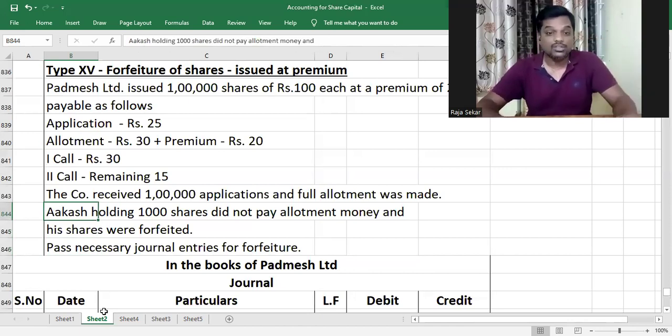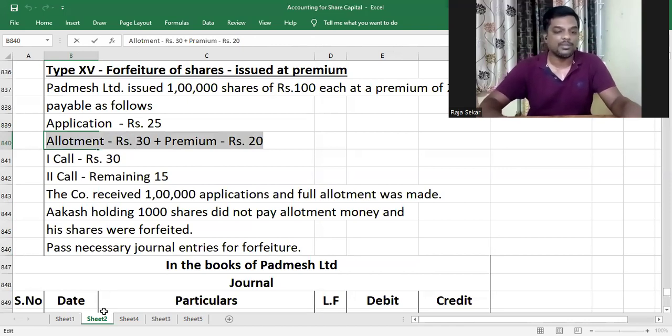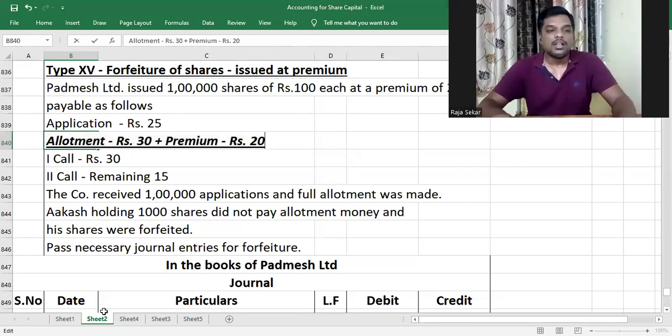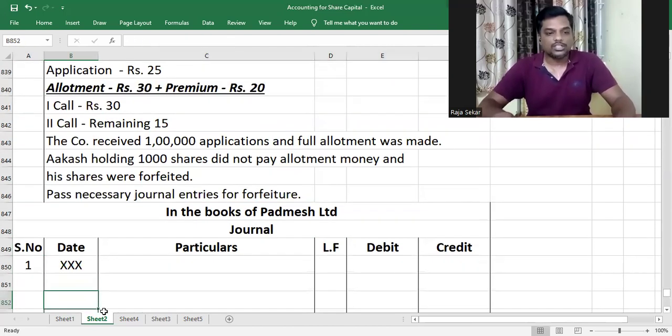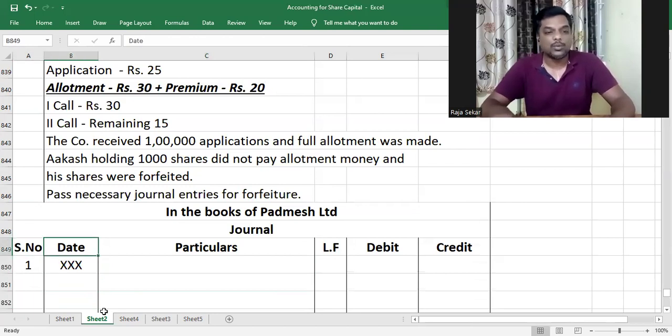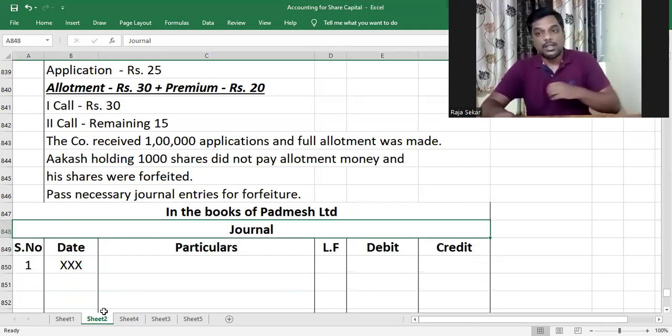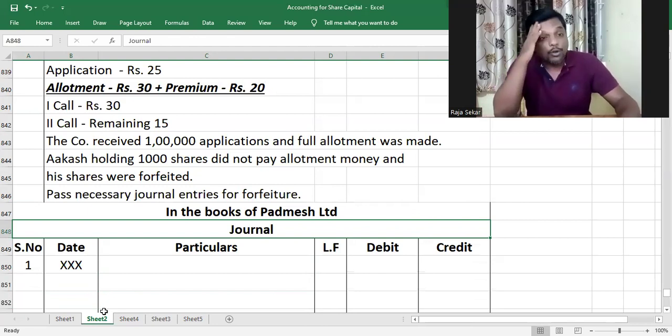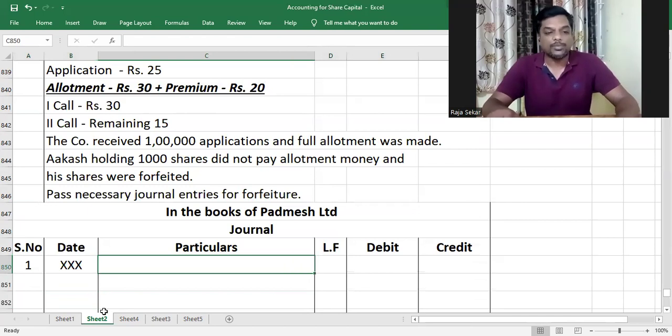See, Akash holding 1000 shares did not pay allotment money, and premium was collectible along with allotment. So he didn't pay premium. Understood or not, my dear children? So let's go ahead and do this. Whenever premium is involved, the question that you need to ask yourself is, has premium been received by the company from the defaulting shareholder or not? In this case, the defaulting shareholder is Akash. He didn't pay allotment money, so he would not have paid the premium payable along with allotment money. So premium has not been received. When premium has not been received, securities premium account will be debited.